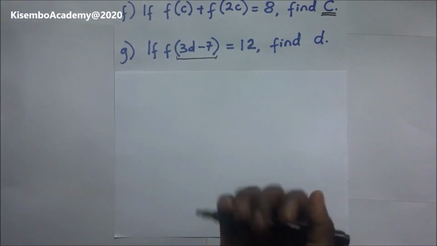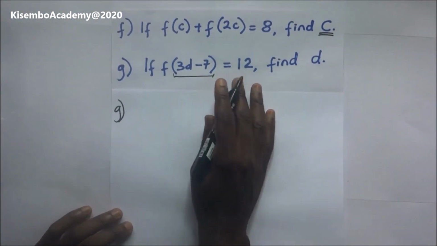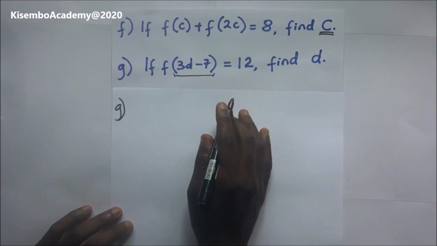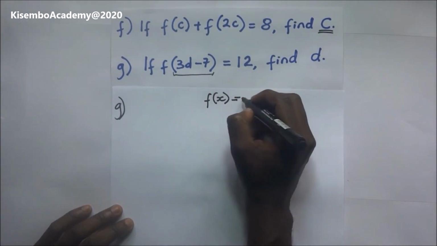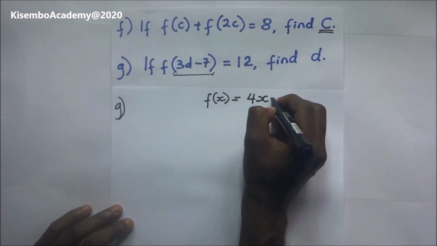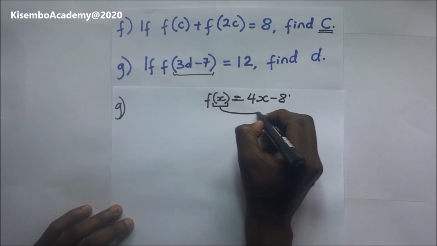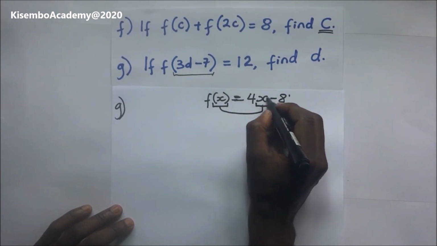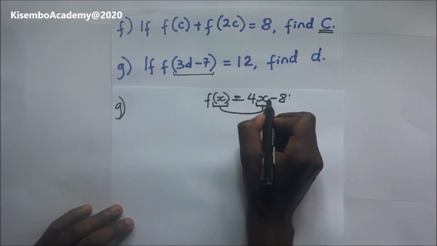So doing part G, remember our initial function, we say that f of x is going to be given by 4x minus 8, and we also said that where there is x, we substitute in that expression. So whatever is put in these brackets here is what is representing what we put here in the expression.